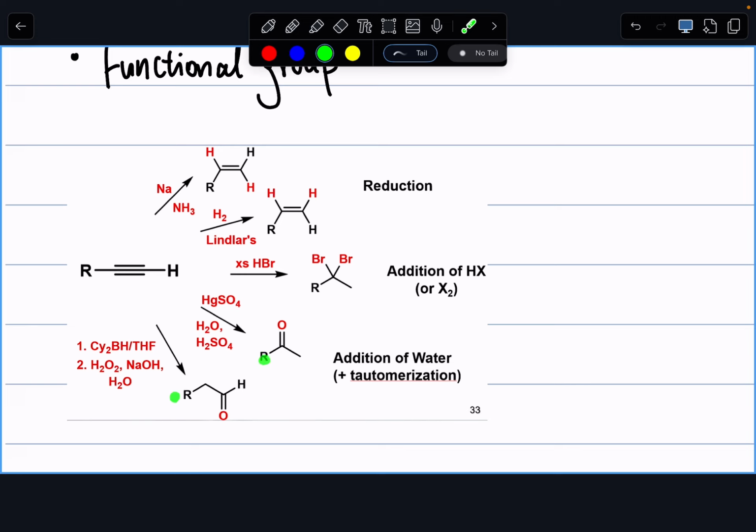And keep in mind the selectivity between these two reactions, right? The acid catalyzed oxymercuration is Markovnikov selectivity, so your OH is on the internal carbon. For hydroboration, it's anti-Markovnikov selectivity, so your OH is on the terminal carbon and thus is transformed into an aldehyde. And the names of the functional groups, that's something you should already be familiar with, right? So this one is aldehyde, and this one is ketone, alkene, haloalkene.